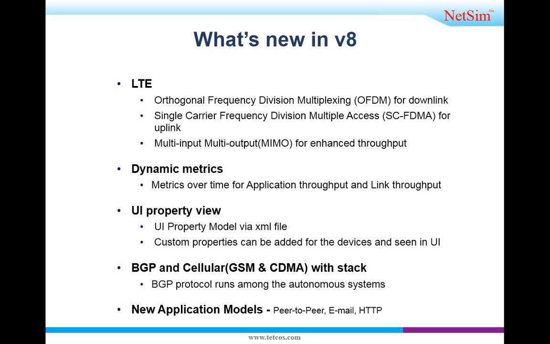Then UI property view. In this, you can customize various properties in any device via XML file. There are some existing properties given in the node, or you can edit some of those properties by going into the XML file. Now BGP and cellular, that is GSM and CDMA with stack, have been upgraded. And some new application models, that is peer-to-peer, email, and HTTP, have also been upgraded.